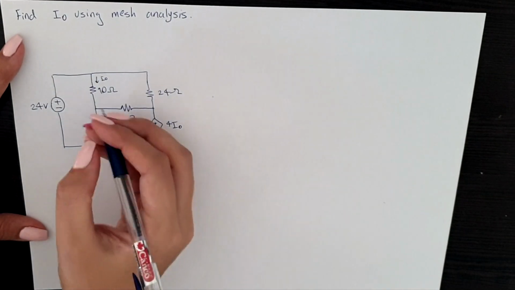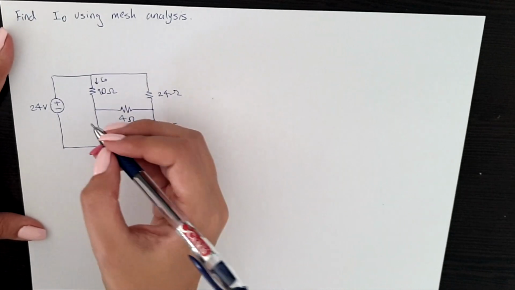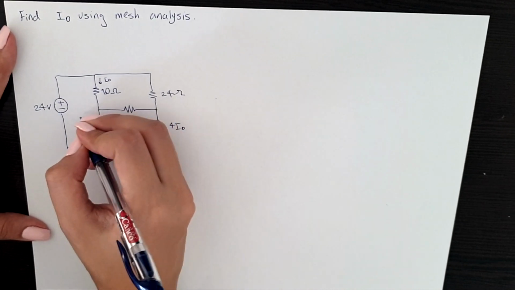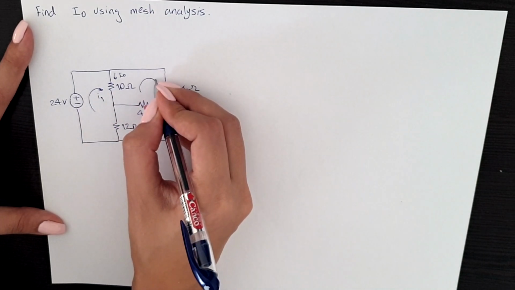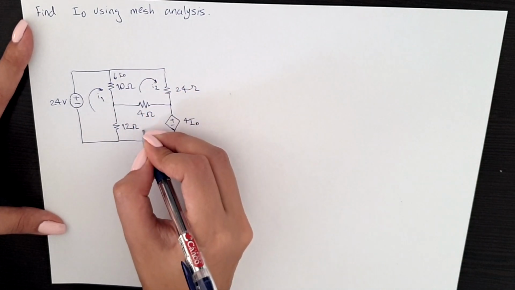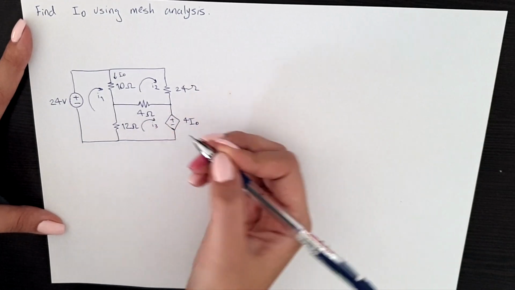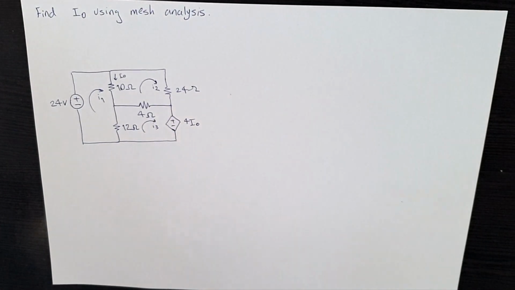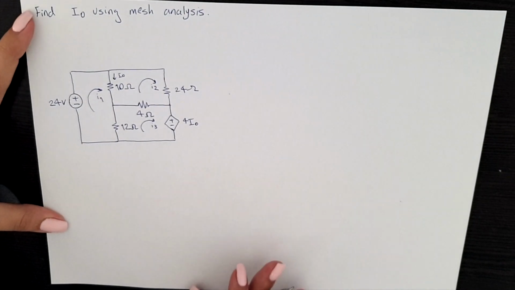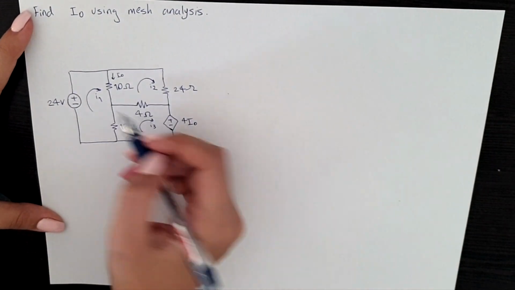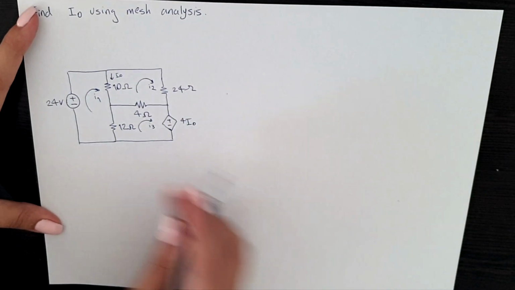So the first step is we're going to define one current per mesh. We say I1, I2, and I3. And we're going to start one by one for each mesh, writing the KVL equations. And then at the end, from having I1 and I2, we can find I0 easily.